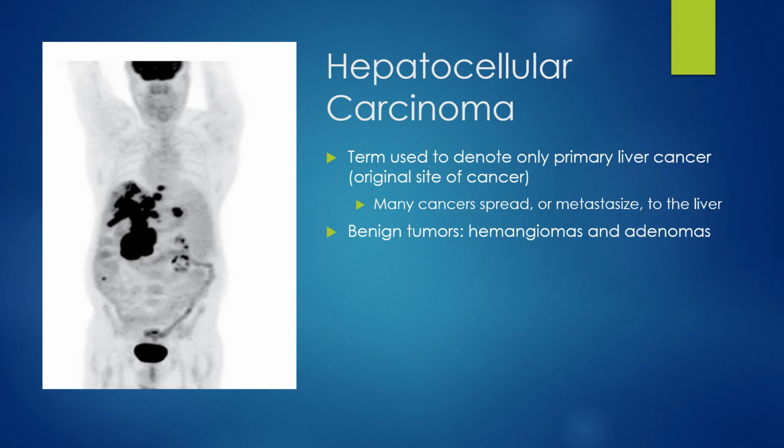Hepatocellular carcinoma is a term used to denote only primary liver cancer, and many cancers spread or metastasize to the liver. Benign tumors of the liver could be adenomas or hemangiomas. PET scan can help differentiate that, but typically patients will get the nuclear medicine hemangioma.